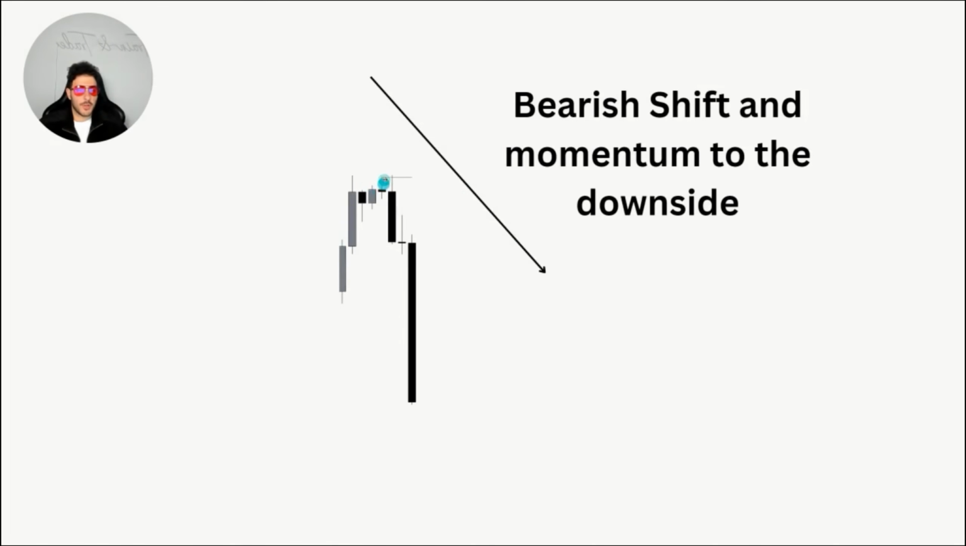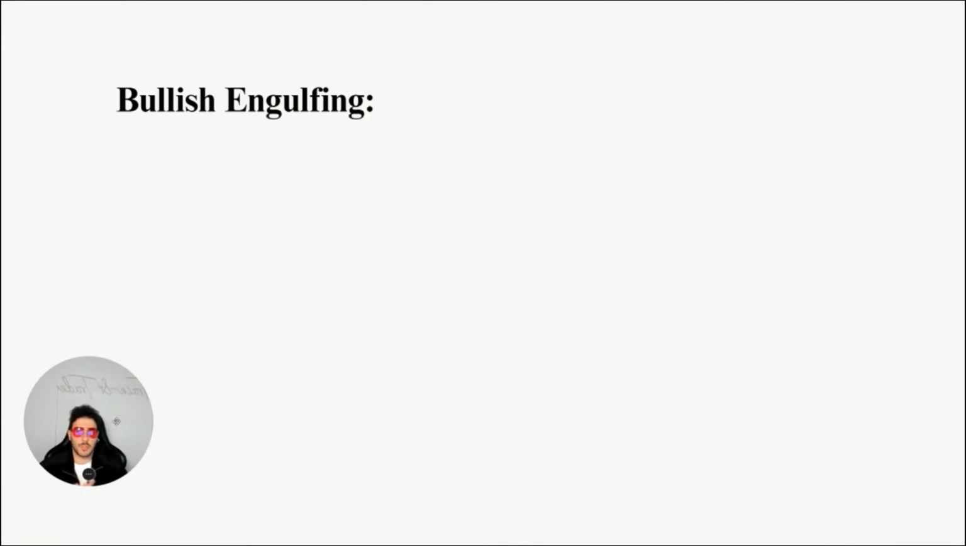Here's another one where the price takes out the high and then we close beneath that prior candle and we overtake that full candle. With context, this will typically indicate a bearish shift and momentum to the downside. Now let's talk about bullish engulfings. Obviously it's the same thing but in the inverse.